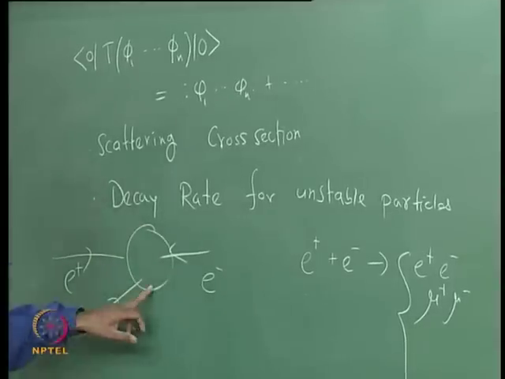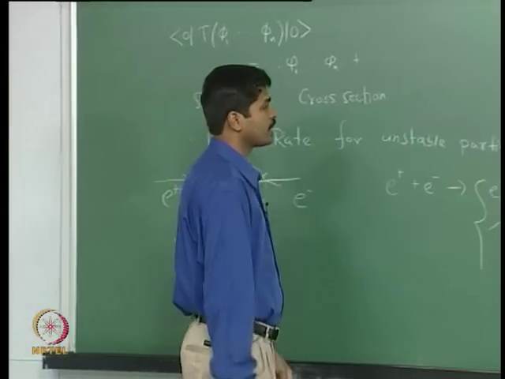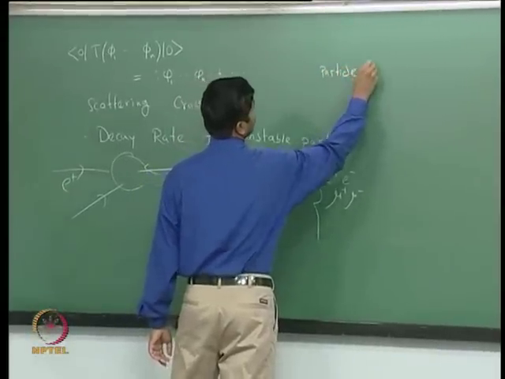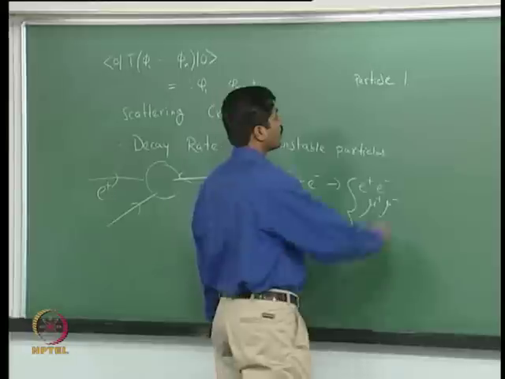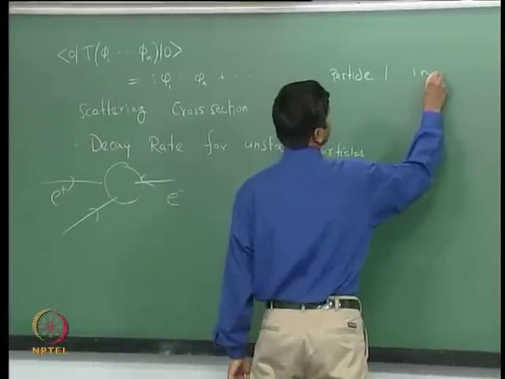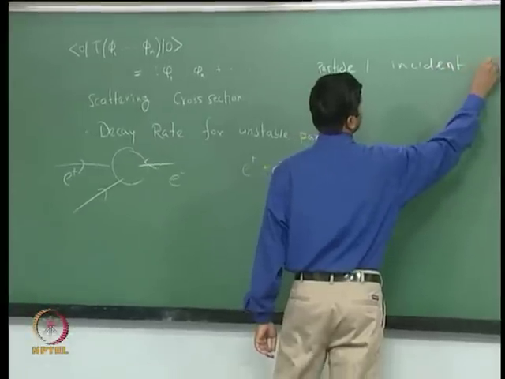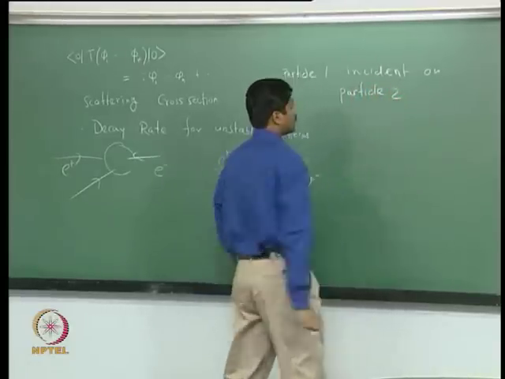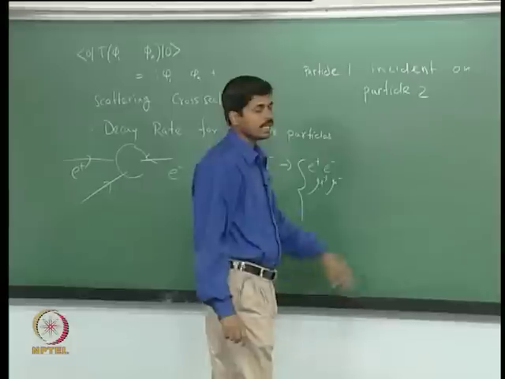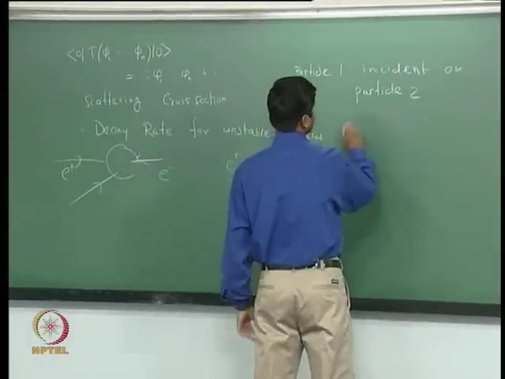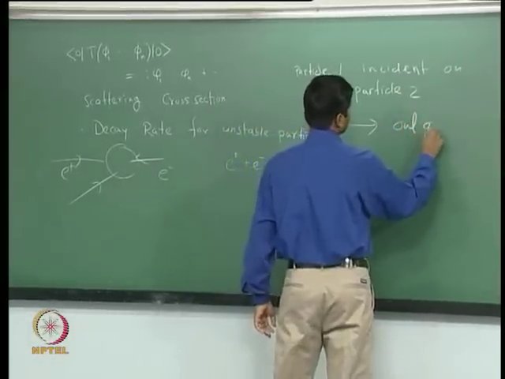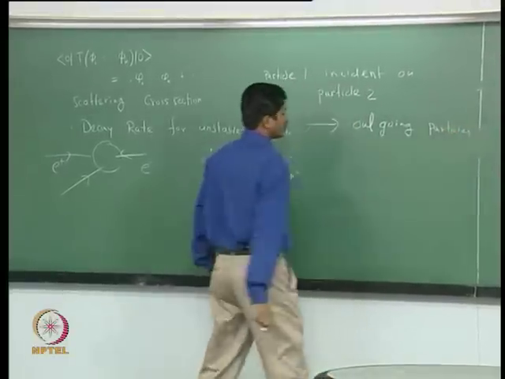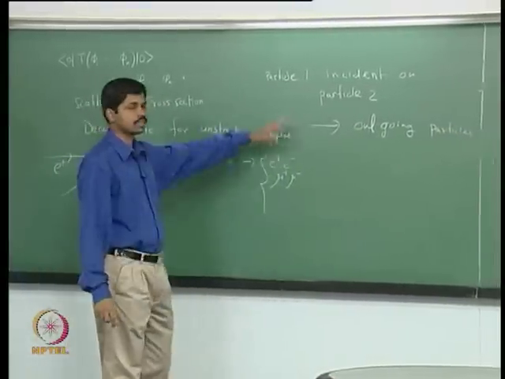What we will be discussing in today's lecture is the case where two particles come. Let us say particle 1, which is incident on particle 2, which is at rest in the laboratory, and then there are a bunch of outgoing particles. We need to find the cross section for such a process.